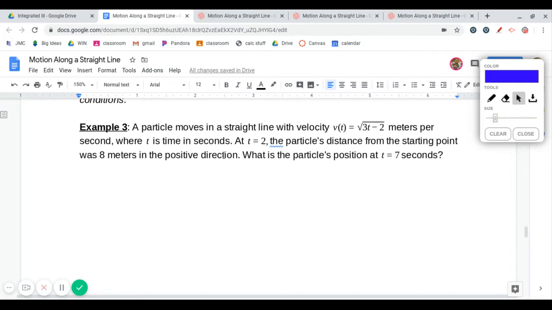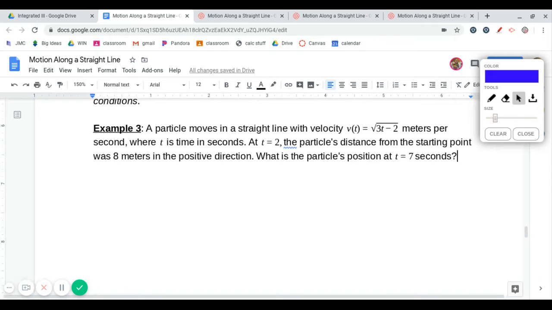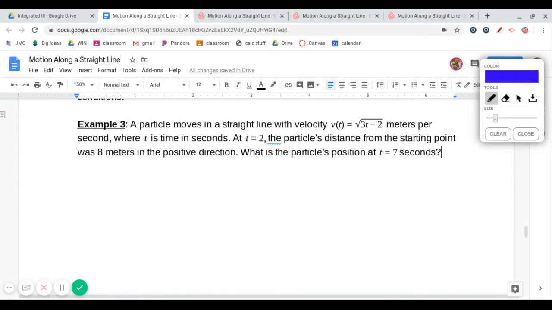So in this example, a particle moves in a straight line with this velocity, in meters per second, where t is time in seconds. At t equals 2, the particle's distance from the starting point is 8 meters in the positive direction. This is our initial condition. We'll call our position function s. So s of 2 equals 8. This particle is 8 meters away from the starting point. Now that we know that, we can find the position function, and therefore we can find out where the particle is at any time, but specifically at t equals 7.